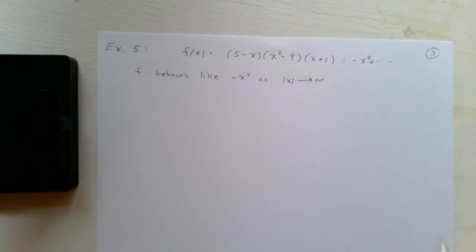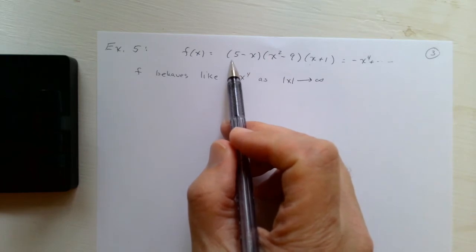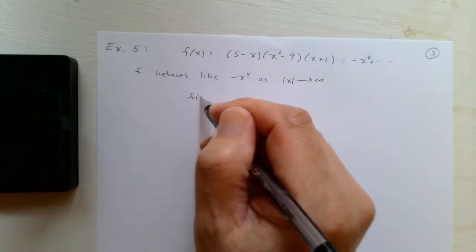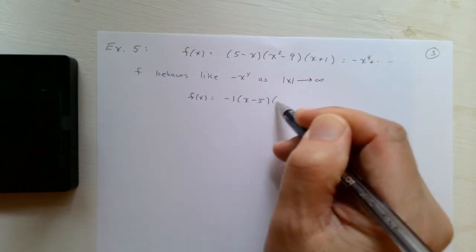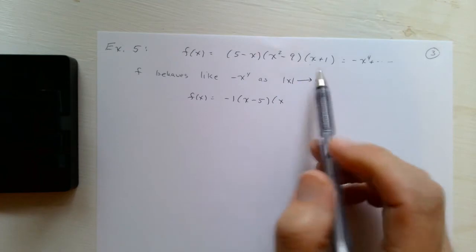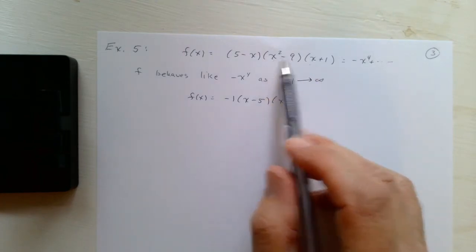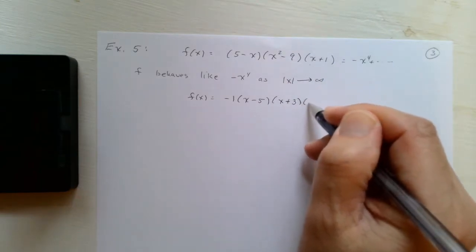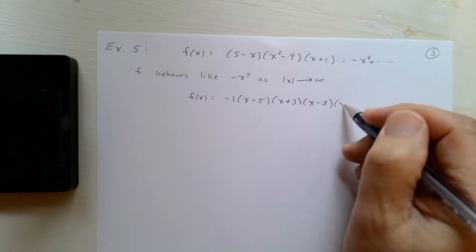And what are the zeros? Well, we can replace this 5 minus x with negative 1 times x minus 5. And we can also factor x squared minus 9. This is a difference of two squares. This is x plus 3 times x minus 3. And then we have x plus 1.